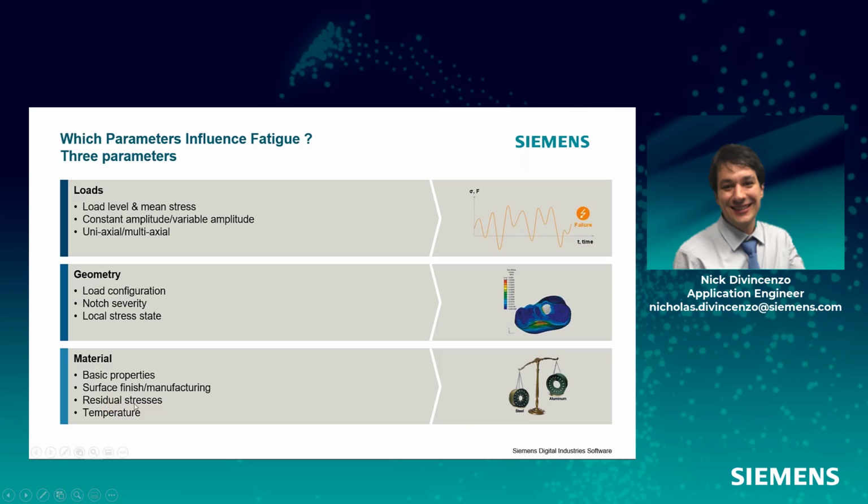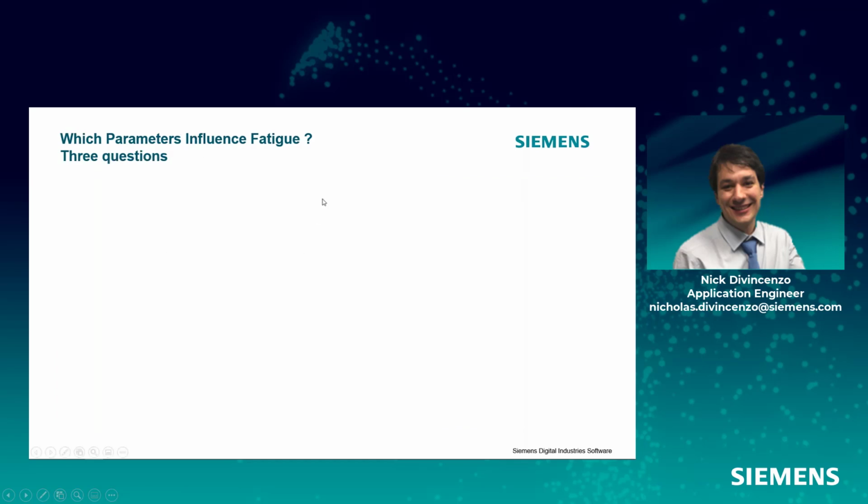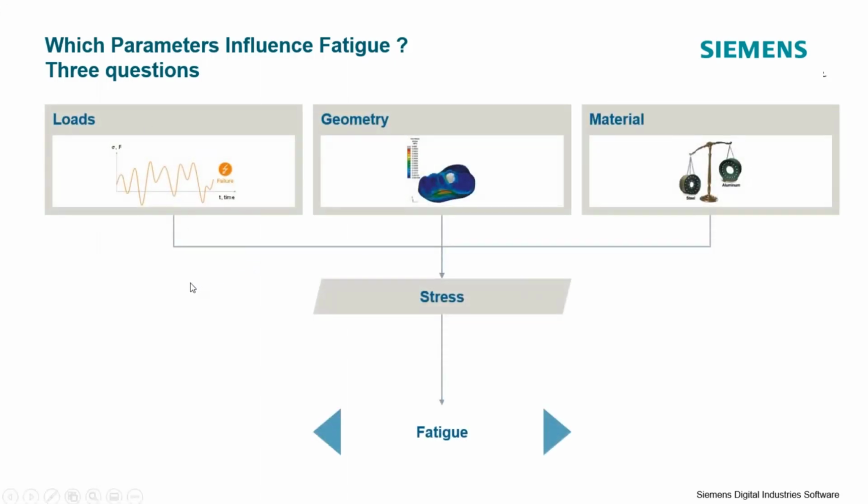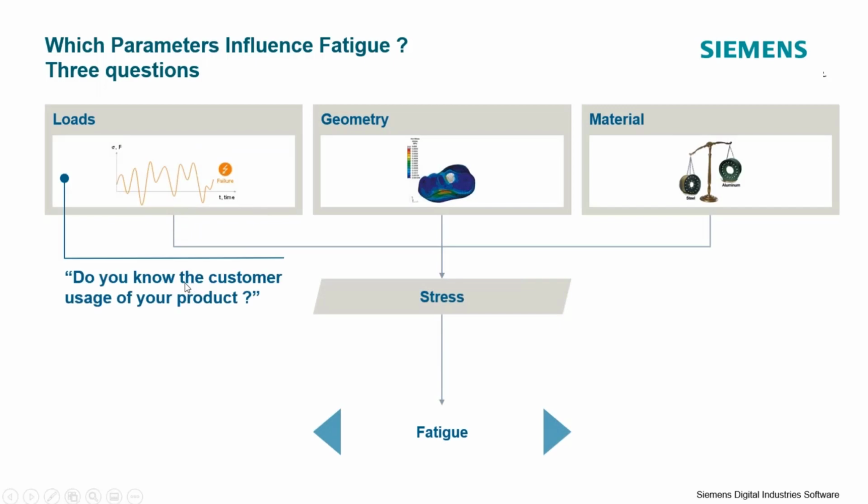And so on. When we're designing a product, or when we're analyzing the fatigue behavior of that product, we really have three questions that we need to ask ourselves. One is, what is the loading environment of our product? So do we know how the customer is planning on using that product? That will allow us to define the loading envelope that we expect. We need to understand the geometry.